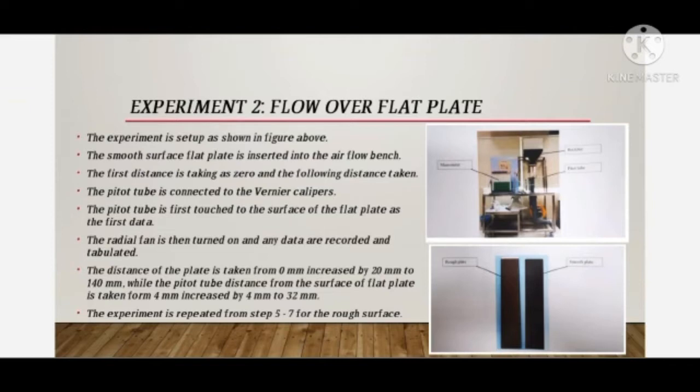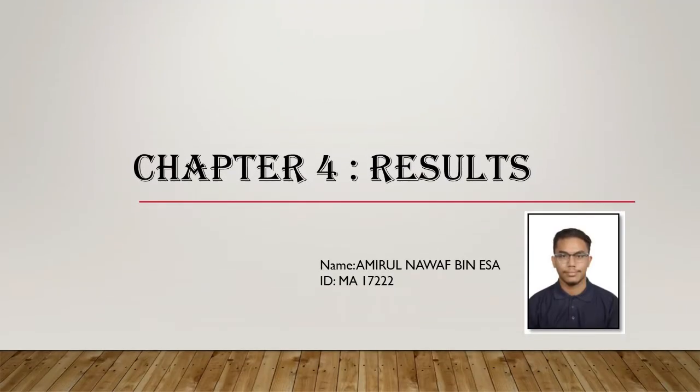The radial fan is then turned on and data are recorded and tabulated. Next, the distance along the plate is taken from 0 mm, increased by 20 mm until it reaches 140 mm, while the pitot tube distance from the surface of the plate is taken from 4 mm, increased by 4 mm to 32 mm. Lastly, the experiment is repeated from step 5 until 7 for the rough surface.